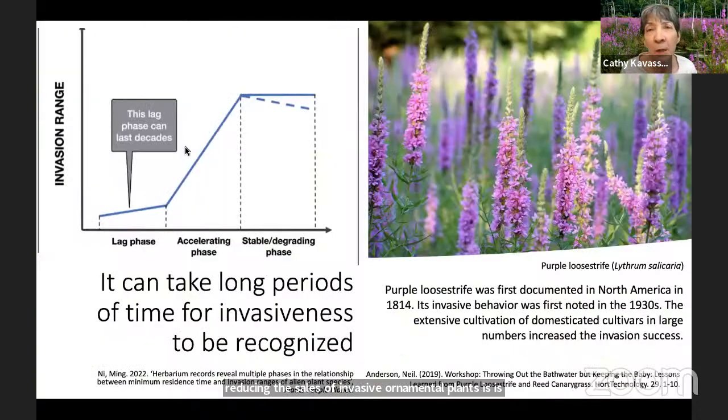On the left is a multi-phase graph indicating the stages of invasion. In a recent robust study, Ming Nai has confirmed that it can take long periods of time before invasiveness is recognized. For instance, the well-known invasive plant purple loosestrife was first documented in North America in the early 1800s. But its potential invasiveness was not noted until 100 years later. We know that the sale of this plant in large numbers over the years was responsible for its invasion success.